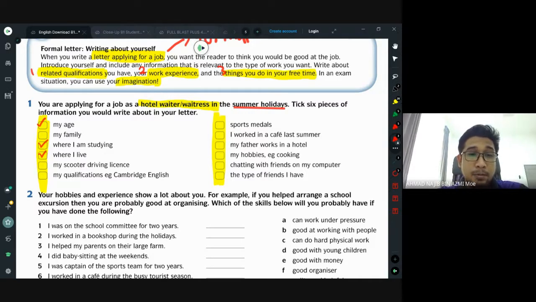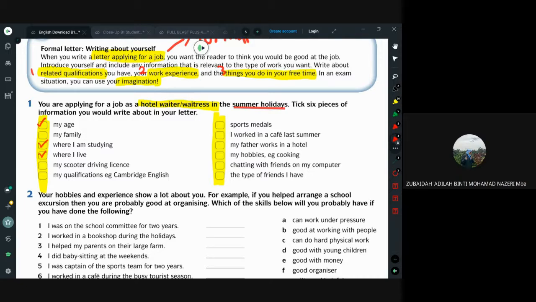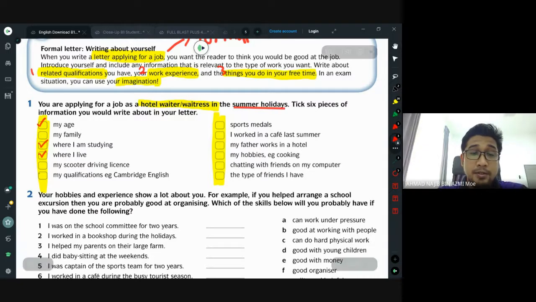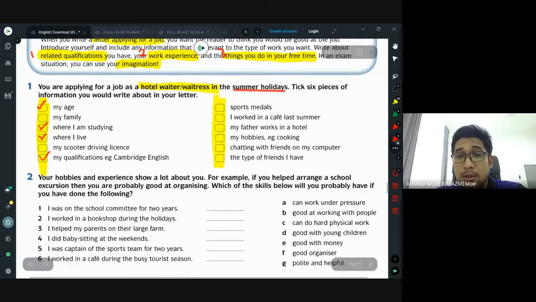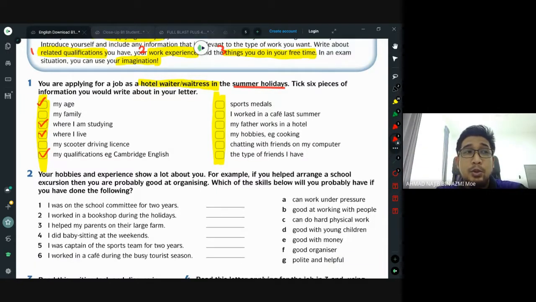Qualifications, for example, Cambridge English. Should we include this? Yes. Why is it important, your qualifications like this? Because you are going to talk with people, right? Yes. Okay, at a hotel, you are expected to know different languages.